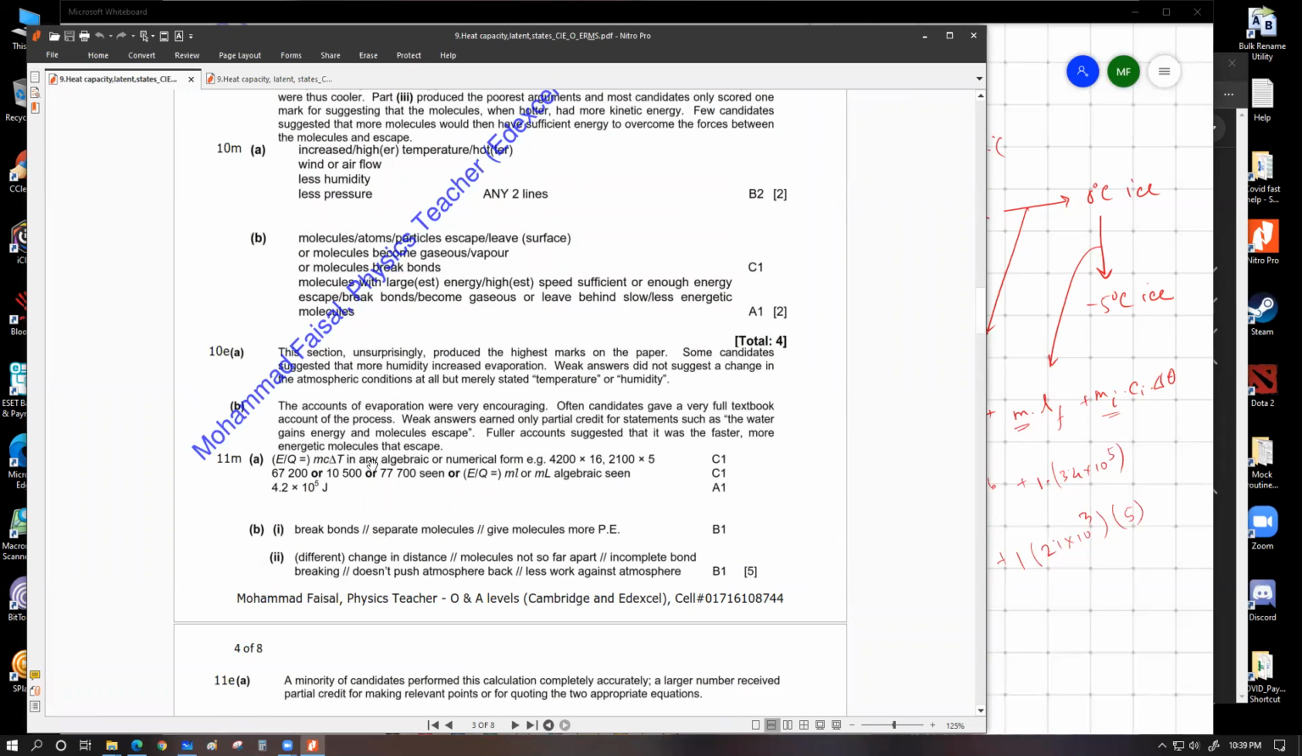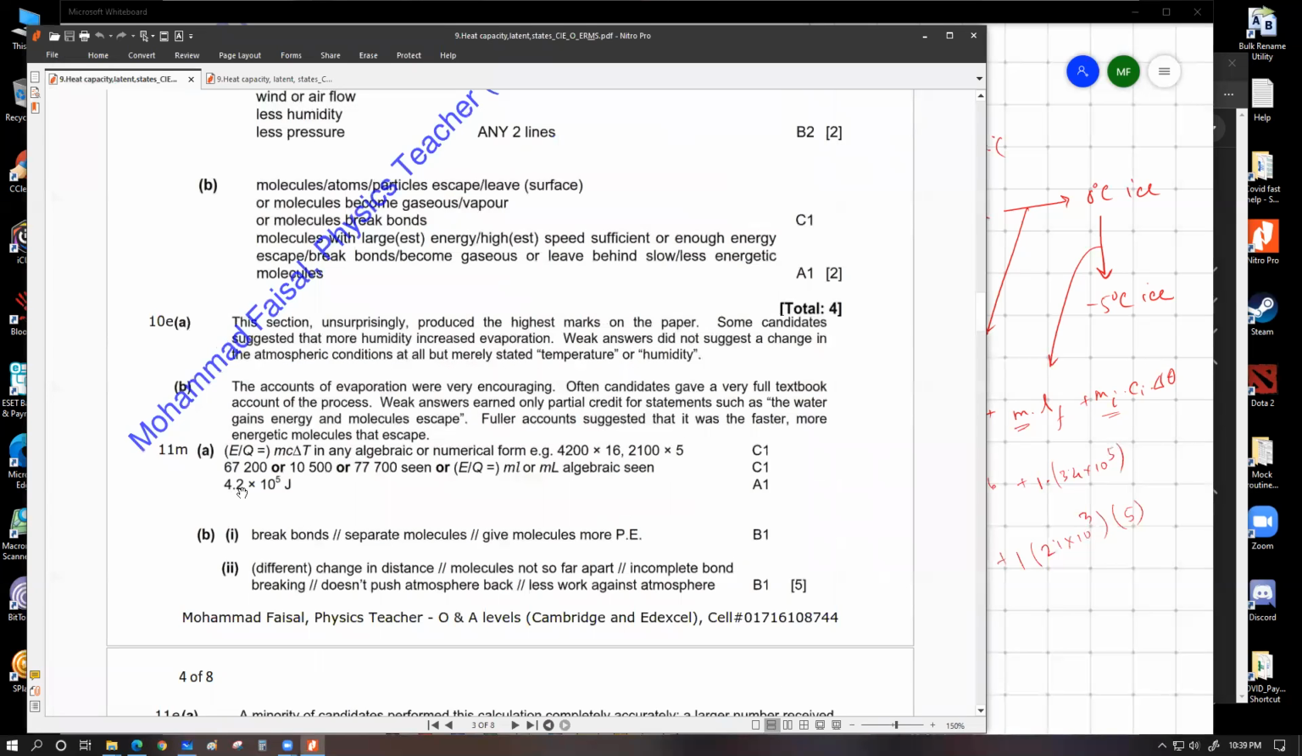So the way the mark scheme actually works is, have a look at it, understand the breakdown of the mark scheme. It says that E or Q, students might use any of these symbols, equals MC delta theta in any algebraic or numerical form. For example, if this is shown, 4200 into 16 or 2100 into 5. So the idea of MC delta theta, either in equation form or in numerical values form, is going to score you 1 mark. It proves that you know this formula, MC delta theta.